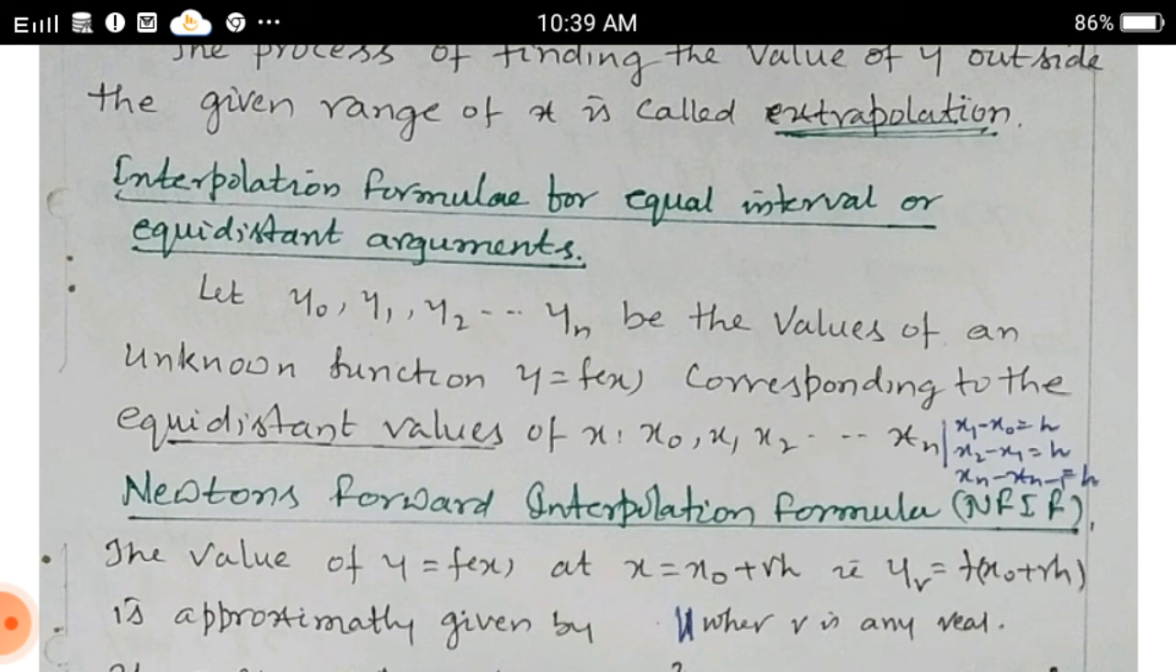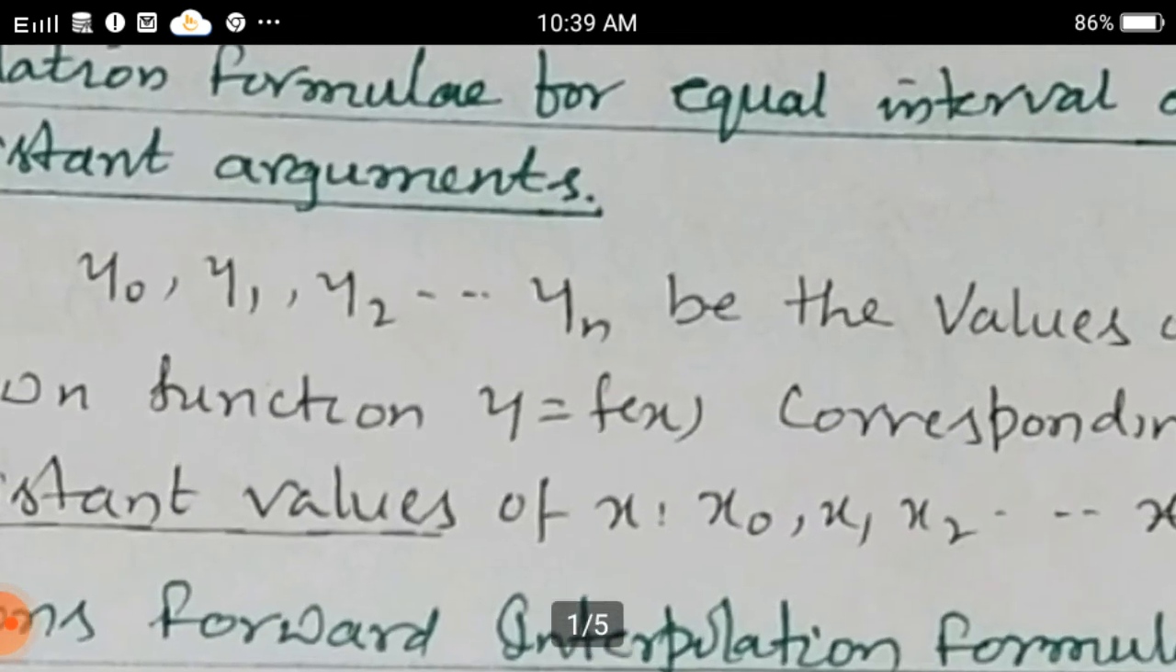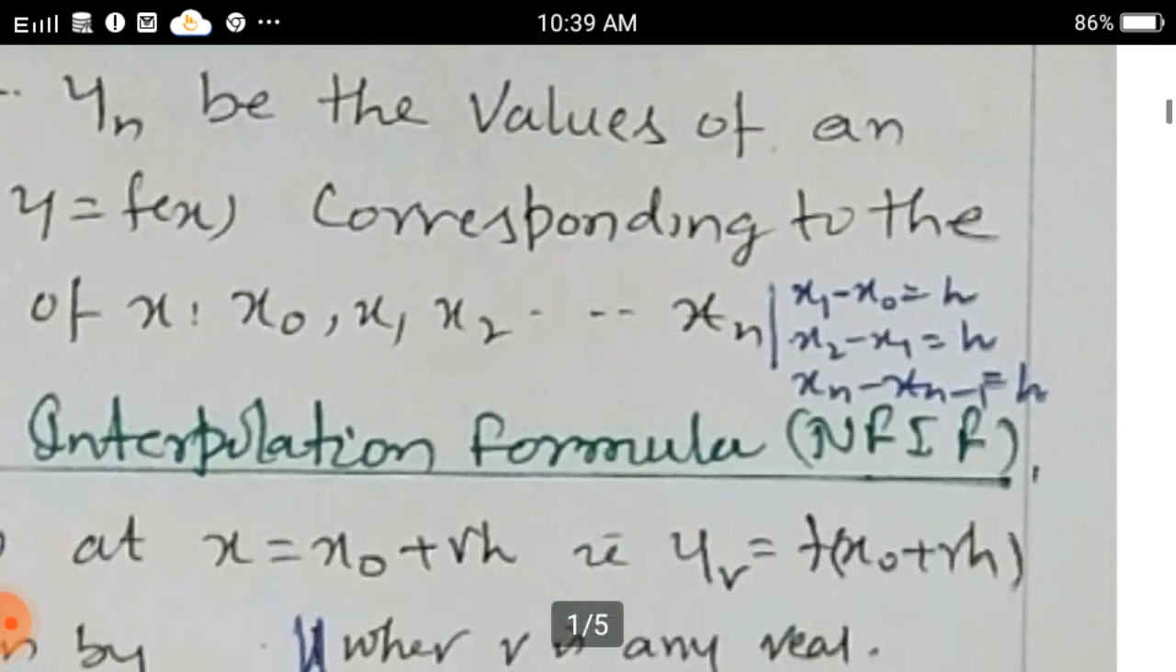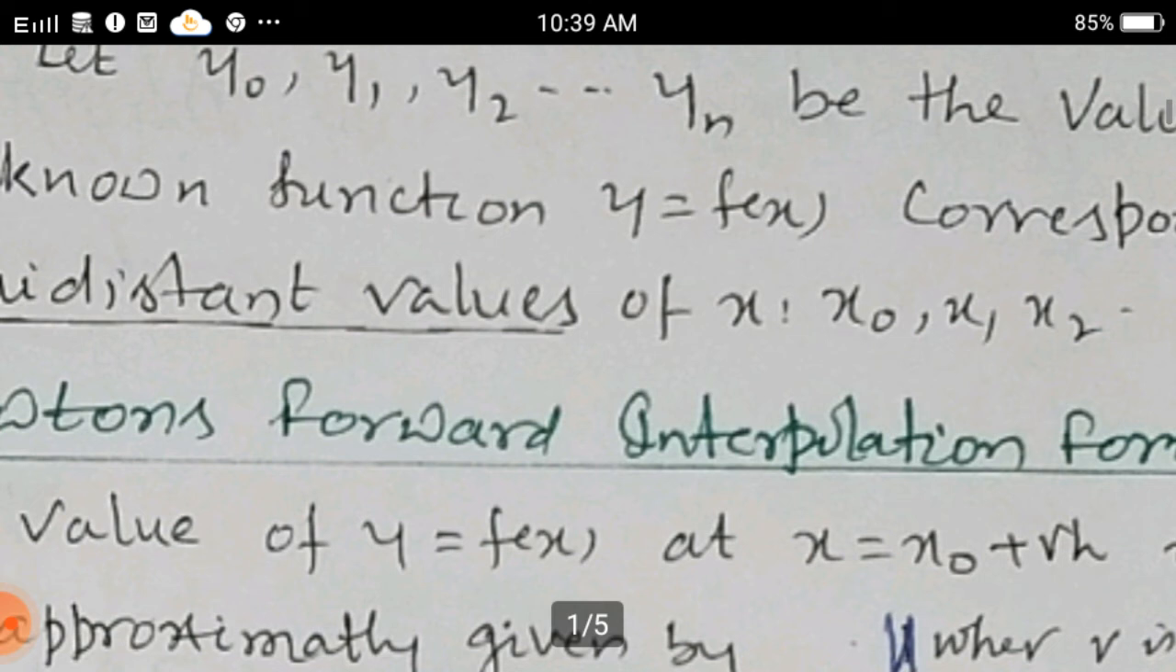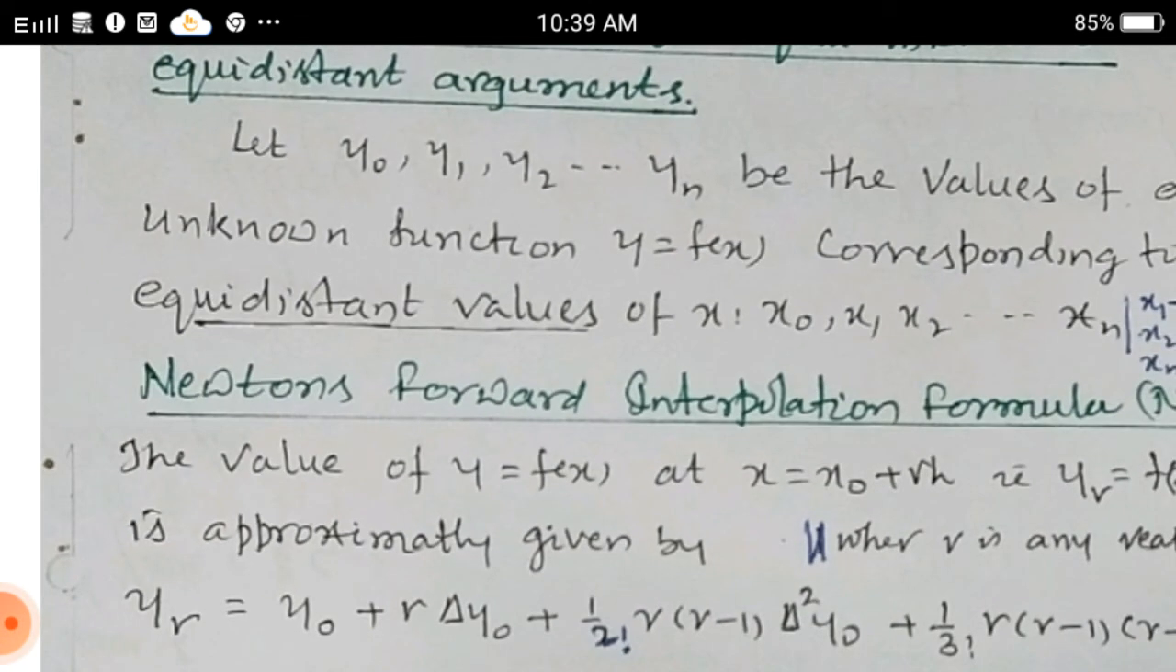Once again, observe: x1 minus x0 is equal to h. We know x1 is equal to x0 plus h, therefore transferring x0 to the left-hand side, x1 minus x0 is equal to h. Similarly, x2 minus x1 is equal to h, and xn minus x suffix n minus 1 is equal to h. That is, for equidistant values of x, h is common; it is the step size or step length.